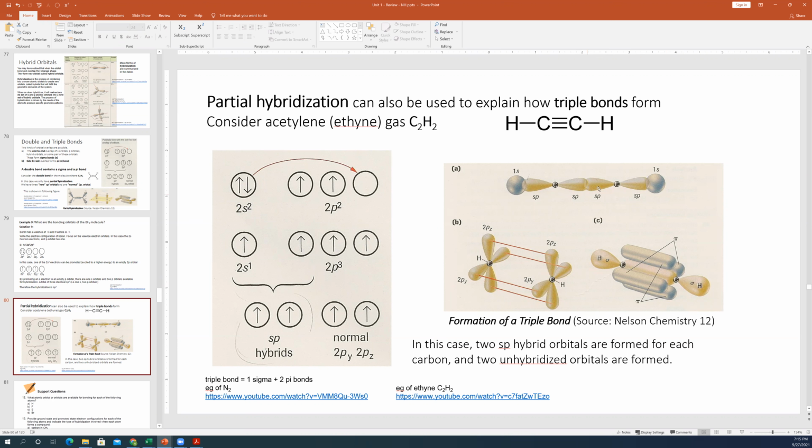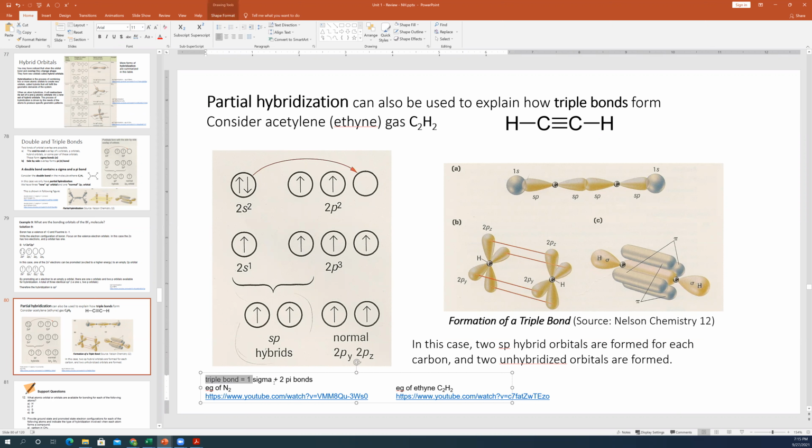So there's one sigma bond, check. And then you have p orbitals coming side by side in a parallel way, pointing the same way. And so you get one set of p orbitals. And then from the other ones, you get the second set of p orbitals. So whenever you have one sigma and two pi's, you get a triple bond. So a triple bond is one sigma and two pi's.